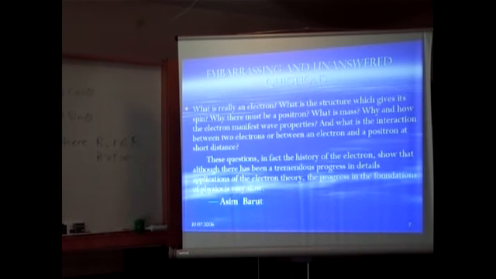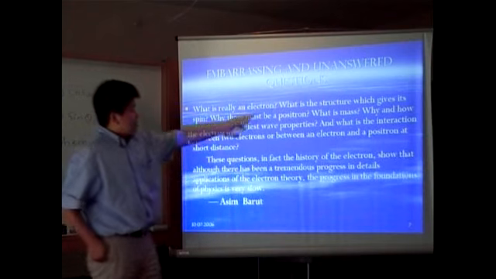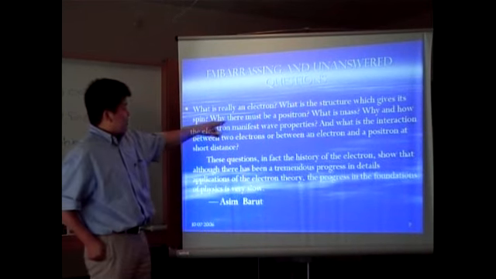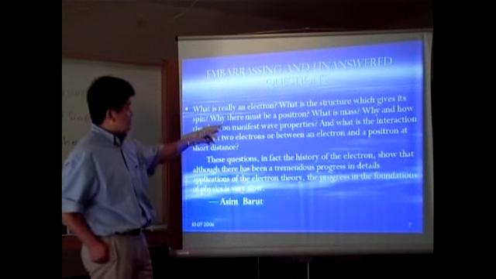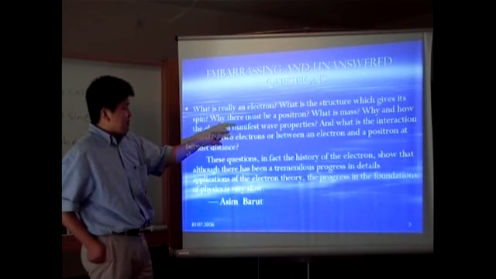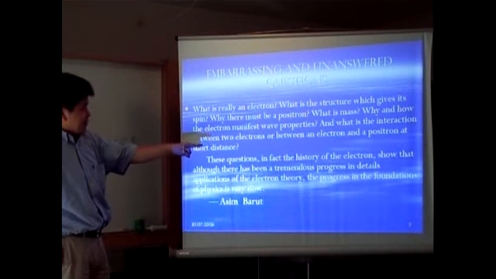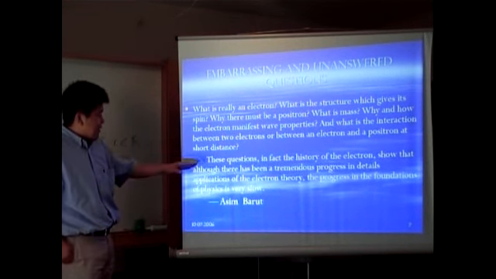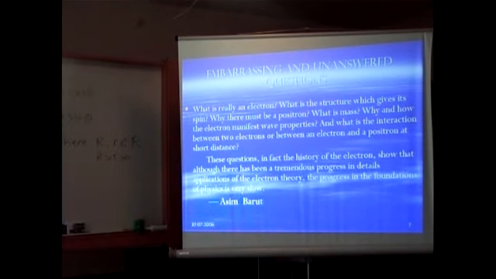And then there are some more questions posed by a theoretical physicist. He asked, what is really an electron? What is the structure which gives it spin? Why must there be a positron? And what is the mass? Why and how does the electron manifest wave properties? And what is the interaction between two electrons, or between the electron and the positron at shorter distance? And these questions, he said, in fact, the history of the electron shows that although there has been tremendous progress in detailed application of electron theory, the progress in the foundation of physics is very slow.